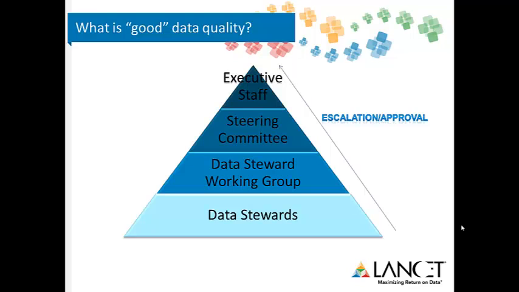So at the bottom of this pyramid, we have the data stewards, which implies that we have a lot more stewards in our activities than, for example, executive staff that drive the policies and procedures associated with governance. In the middle of this pyramid, we have our data steward working group, where all the stewards get together and discuss the data and how it interacts with each other, which is an incredibly valuable committee to have. And then you have your steering committee, which manages more of the hands-on day-to-day aspects of the governance than the executive staff does. And obviously, any kind of issue goes all the way up to your executive staff or your senior leaders for escalation and approval as deemed appropriate.